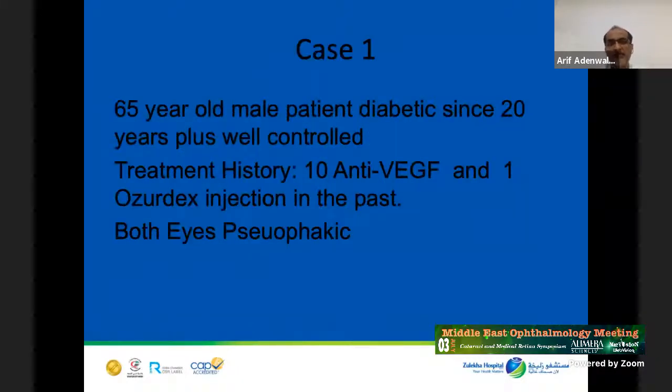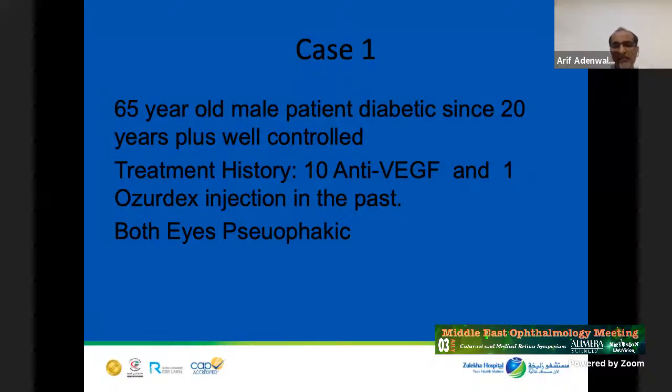The first case is a 65-year-old male patient, diabetic for 20 years, well controlled. The patient has taken almost 10 anti-VEGF injections and 1 Ozurdex, and he was fed up because he didn't want to come every month or every few months for the injection. He was looking for options, and in between he got his cataract surgery done, and we had a good response with Ozurdex. So I wanted to know if there is any injection that can be prolonged so we don't need anti-VEGF in between.